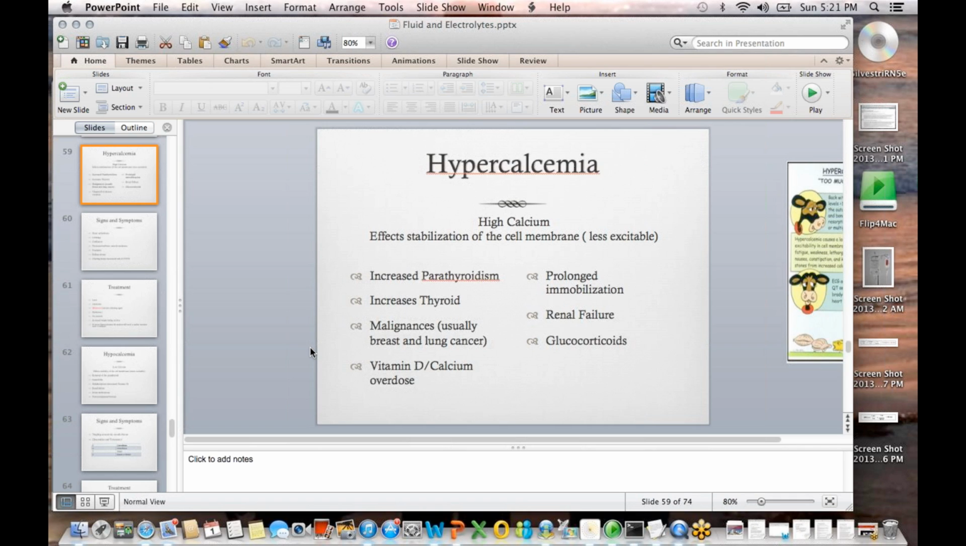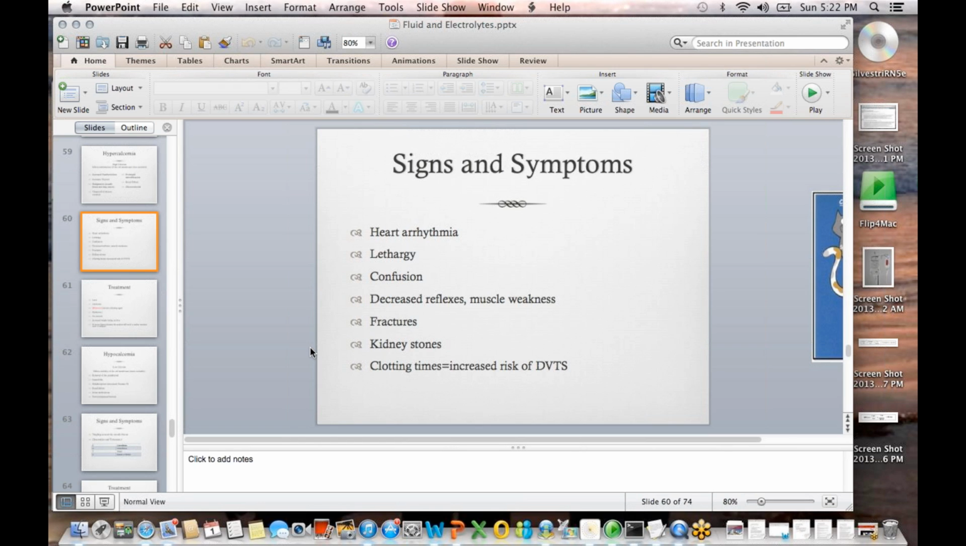The effects of calcium, again, are muscles, nerve impulses, and blood clotting. It's part of the coagulation cascade. So hypercalcemia: anybody with hyperparathyroidism, and they talk about cancer, breast cancer, that they can have that as well. Calcium or vitamin D overdose, prolonged immobilization, renal failure, which is common in a lot of our electrolyte imbalances, and glucocorticoids can cause high calcium.